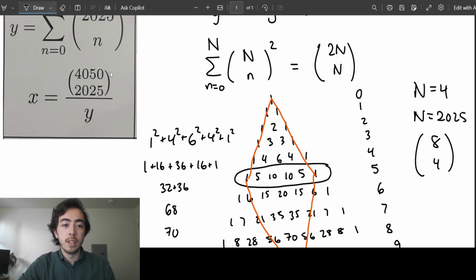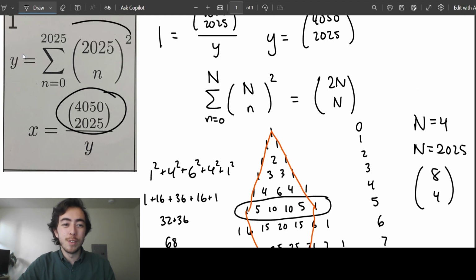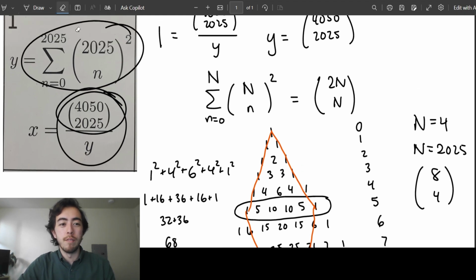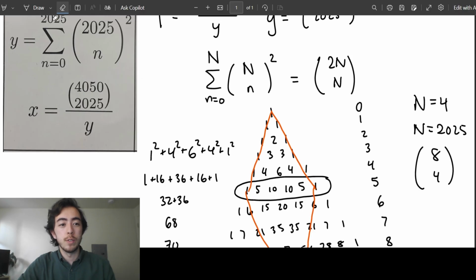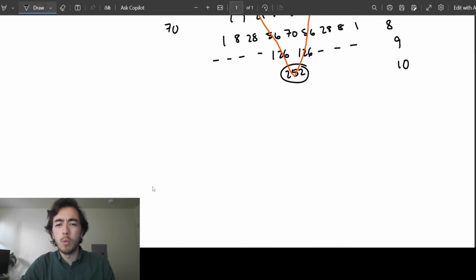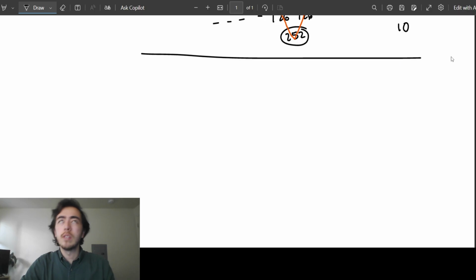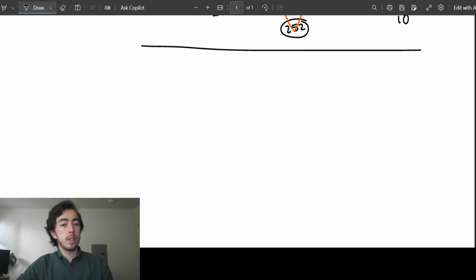And then finally, that means in the special case of n being 2025, these two values are the same, and so the same value divided by itself will just give us 1. There is one more way to think about it, and we could think about it in a combinatorics kind of way.